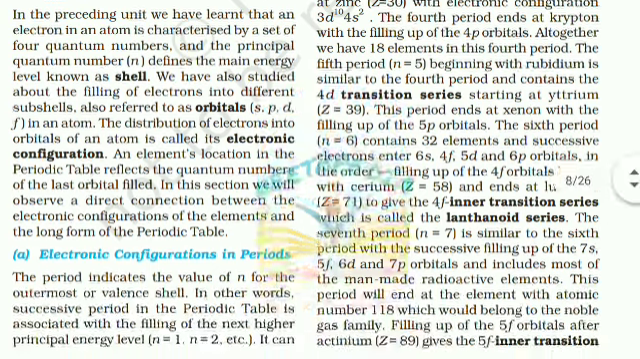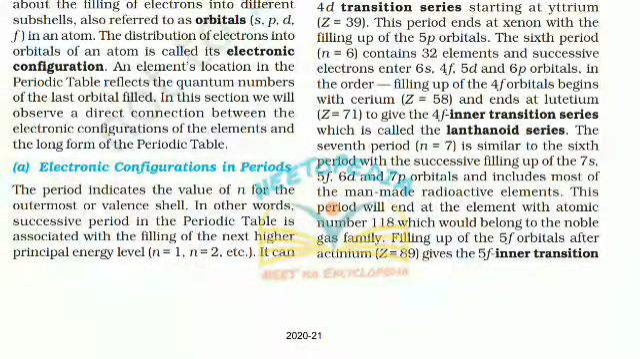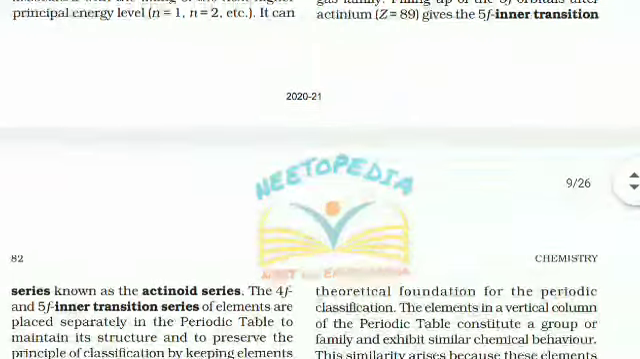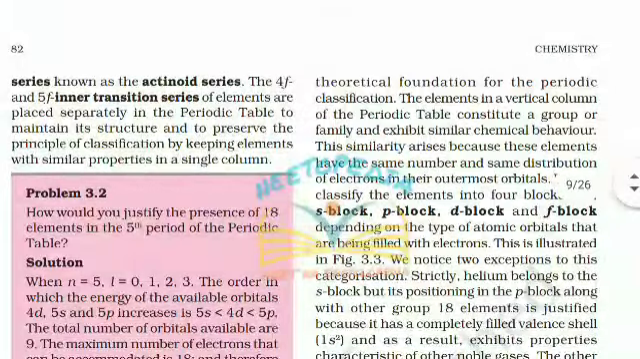The seventh period, for n equal to 7, is similar to the sixth period, with the successive filling up of the 7s, 5f, 6d and 7p orbitals, and includes most of the man-made radioactive elements. This period will end at the element with atomic number 118, which would belong to the noble gas family. Filling up of the 5f orbitals after actinium gives the 5f inner transition series known as the actinoid series.